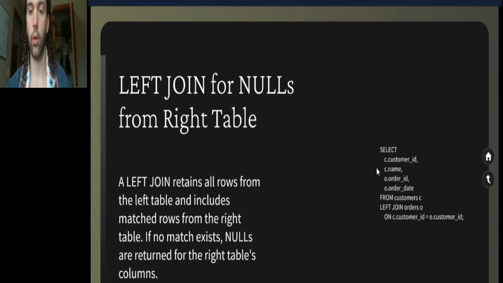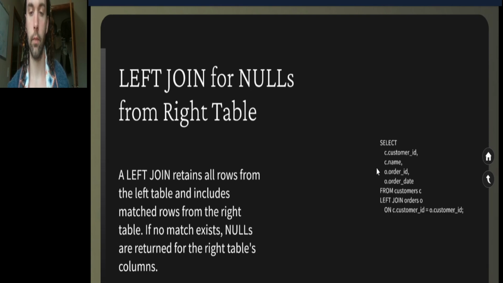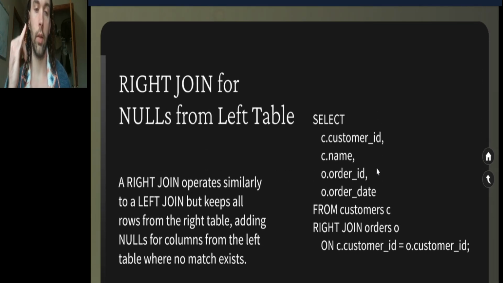But in this example, show customer ID, customer name, order ID, order date from the result set created by customer C, and give me everything from the customers table. That's also what left join does. Left join grabs everything from the left and will show you the data. And you'll get nulls on the right, where customer ID equals customer ID. Right join, basically just flip it. You will get nulls in the left table.